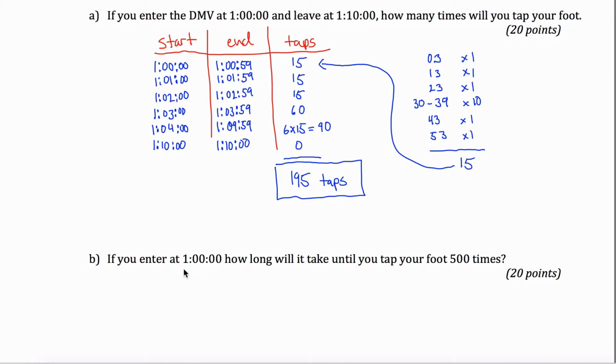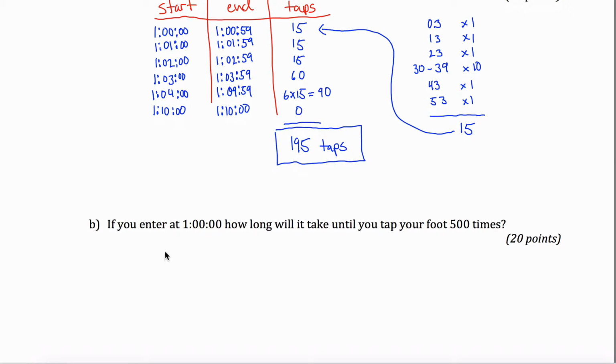Part B here is pretty similar, except now you're given the answer and asked the question. You enter at 1 o'clock, and you know that the number of times you tap your foot is exactly 500, so more than this. And what you're asked is how long will that take? So I can set up something similar to keep track: start, end, and taps.